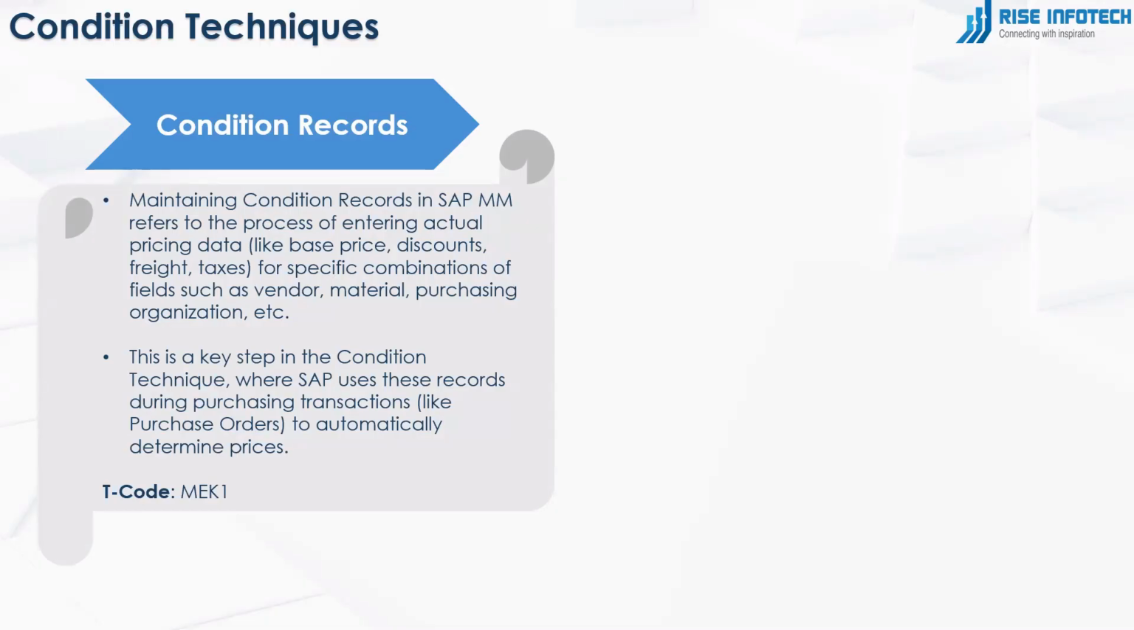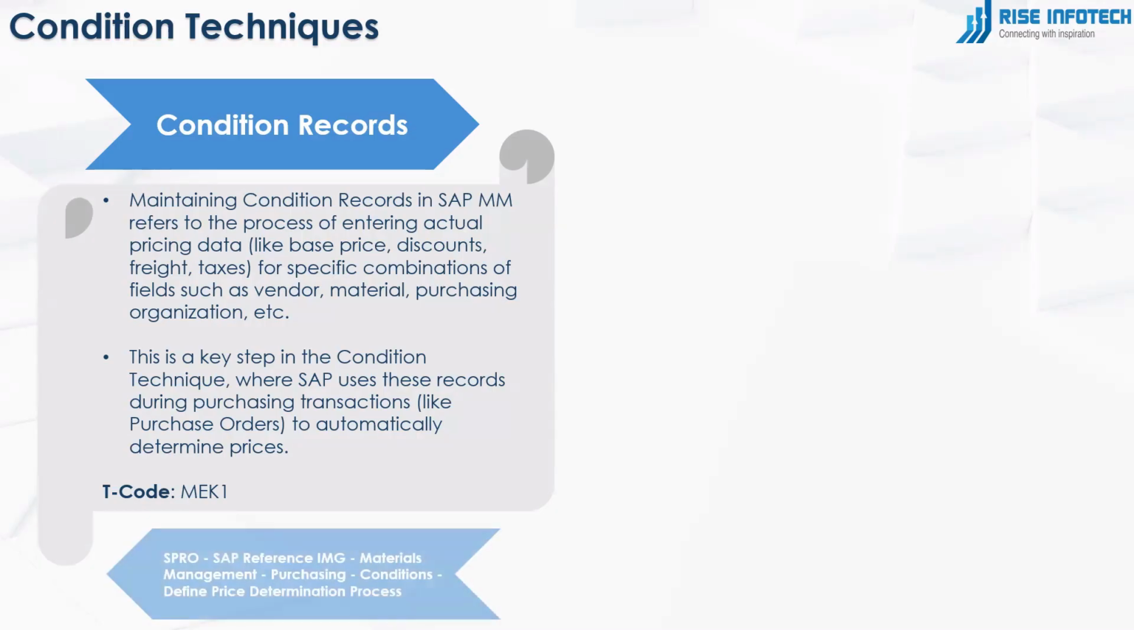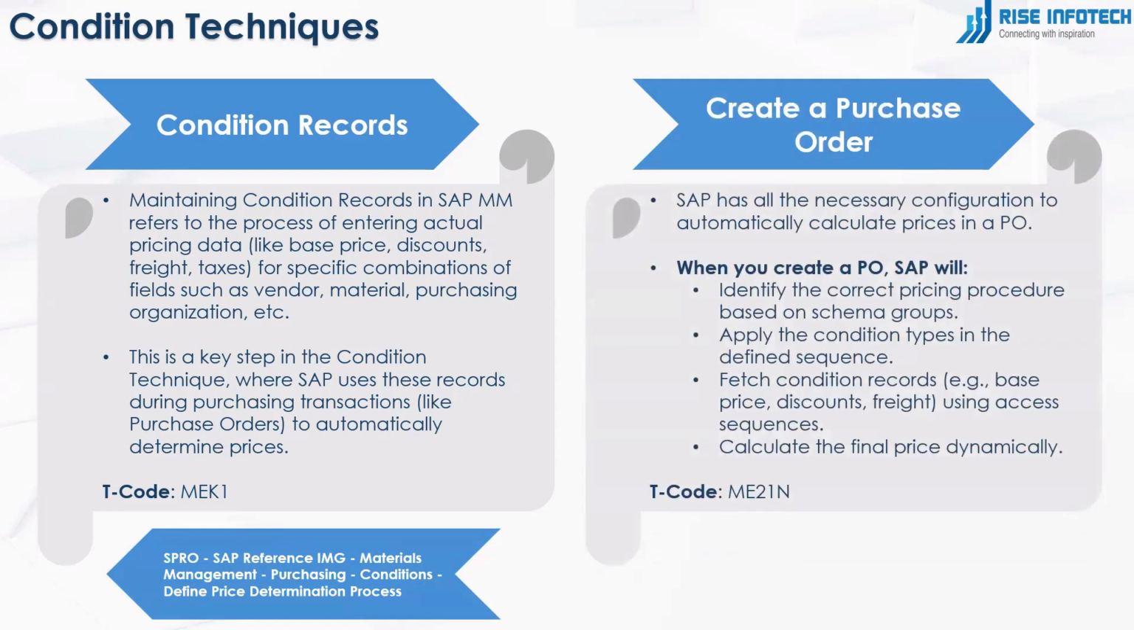Those will be stored in the condition records. And the T code used for the condition records is MEK1. And we also have the SPRO path. So once this condition procedure is completed, we can create a purchase order based on the conditions we have created, based on the pricing procedure we completed.